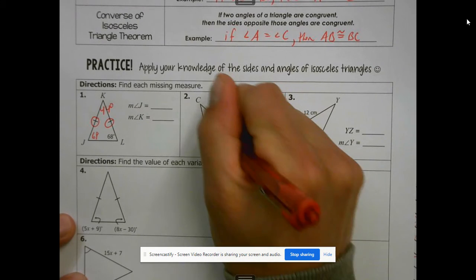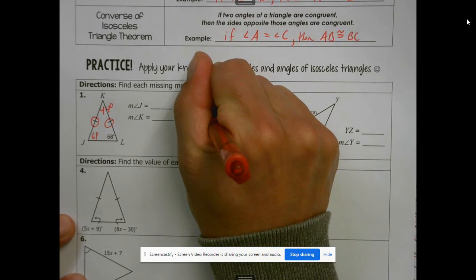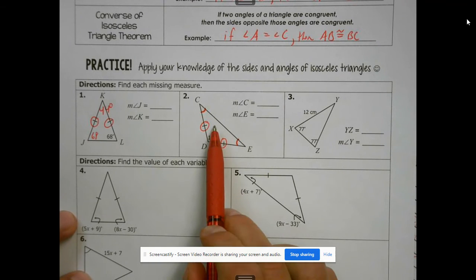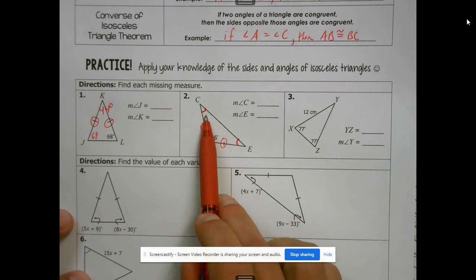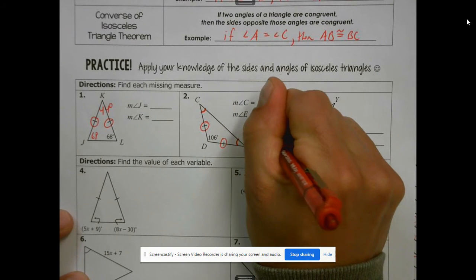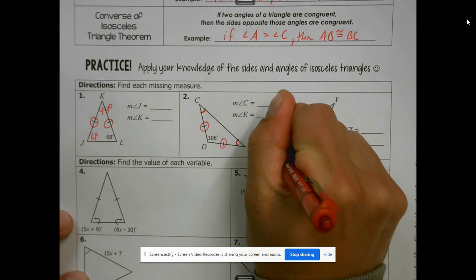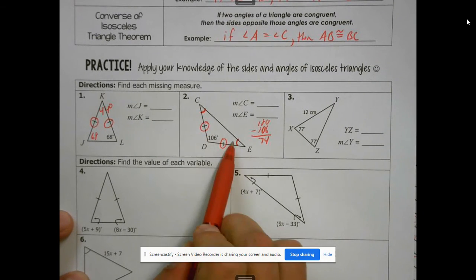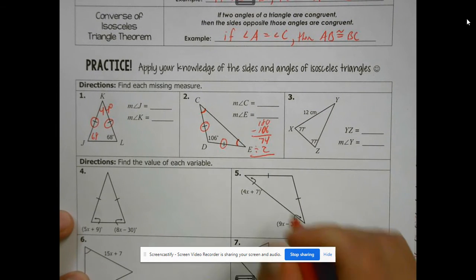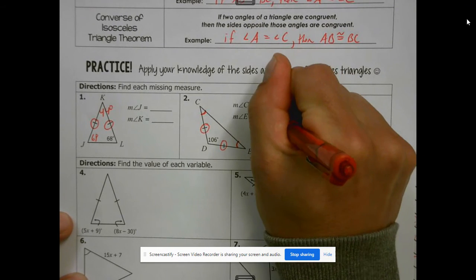Number 2, I notice once again I have two congruent legs, which means I'm going to have two congruent base angles. And then to get those, I know the angles inside of a triangle have to add up to 180. So take 180 minus the 106. That leaves you with 74. And then I have to divide that by 2 to get the two remaining base angles. And when you divide that by 2, that comes out to be 37 degrees. So angle C is 37 and angle E is 37.